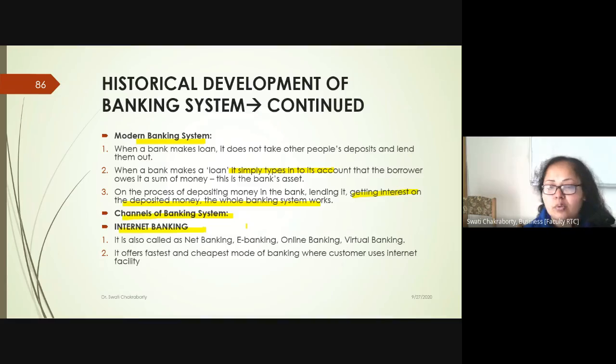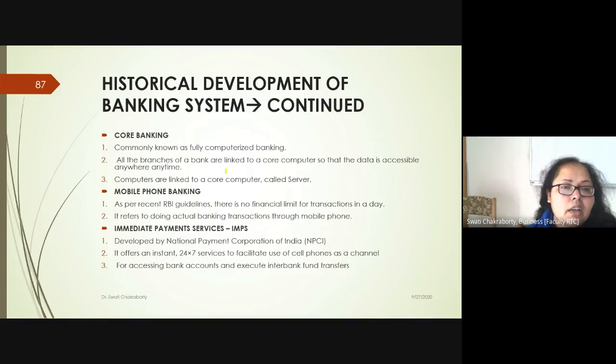So that's what comes up. And it actually offers the fastest and cheapest mode of banking, where the customer uses internet facility today. We don't have to go to the bank. Core banking, which is also known as computerized banking, is where the branches of any bank are linked to a core computer so that data is accessible anywhere, anytime.